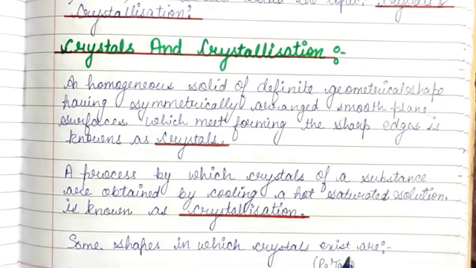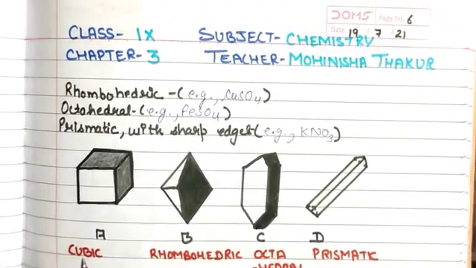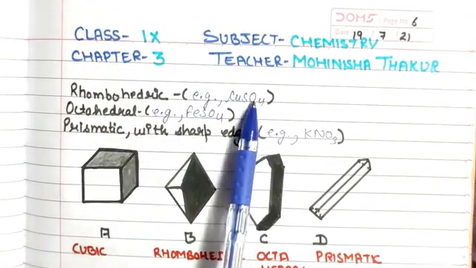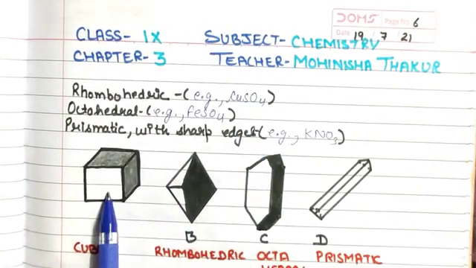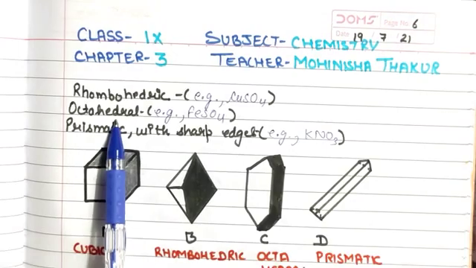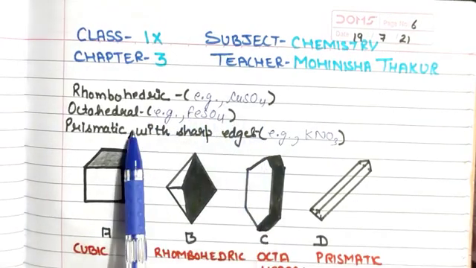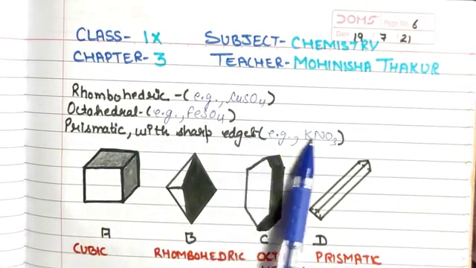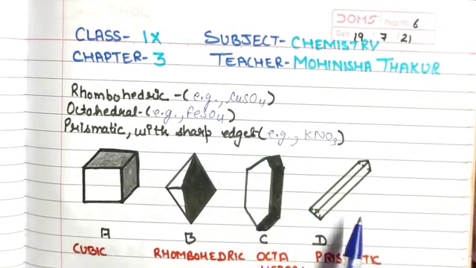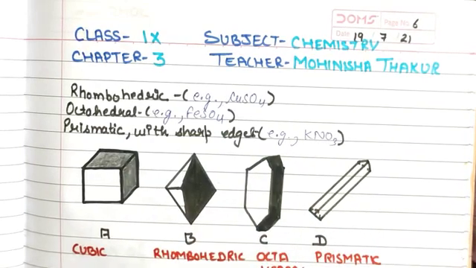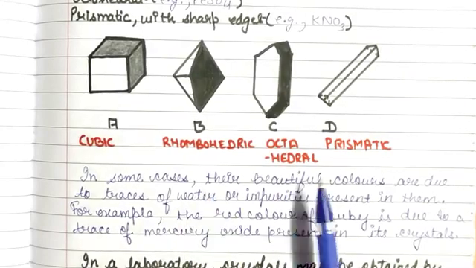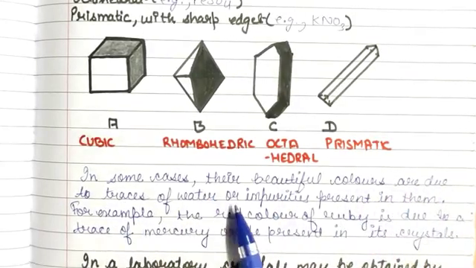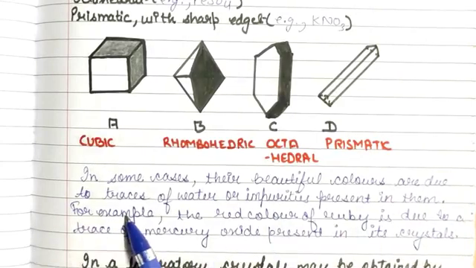Some shapes in which crystals exist are rhombohedral, example copper sulfate, which is drawn on the page number 6, A part; octahedral, example FeSO4, which is the C part; prismatic with sharp edges, example KNO3, which is shown by the figure D. So in some cases, their beautiful colors are due to traces of water or impurities present in them. For example, the red color of ruby is due to a trace of mercury oxide present in its crystal.